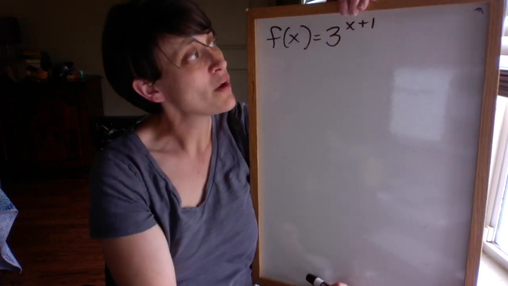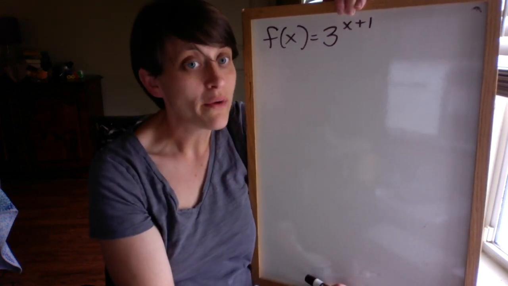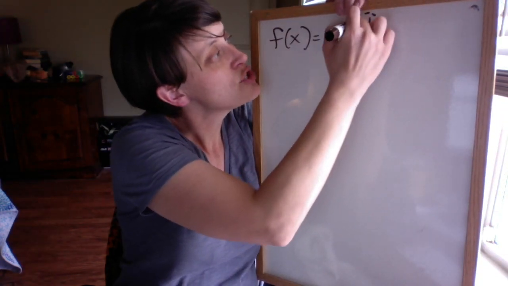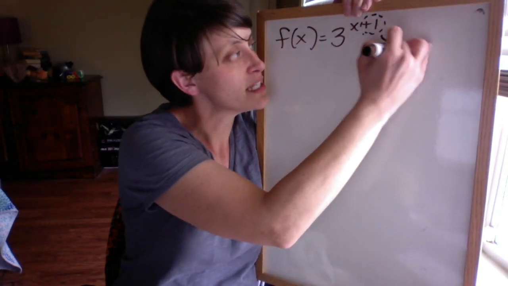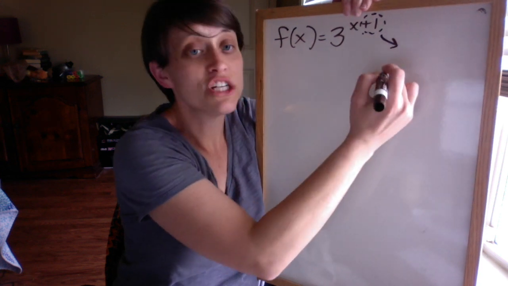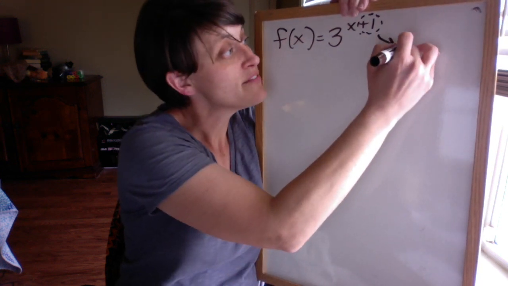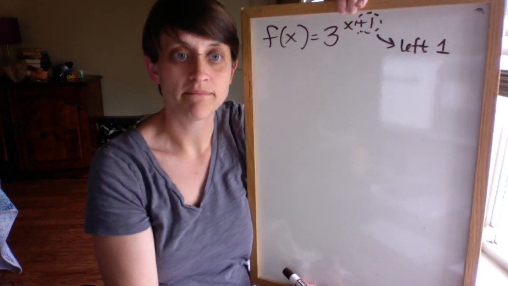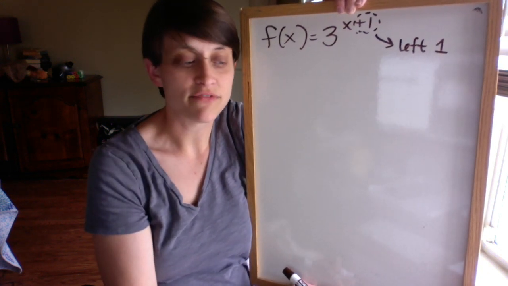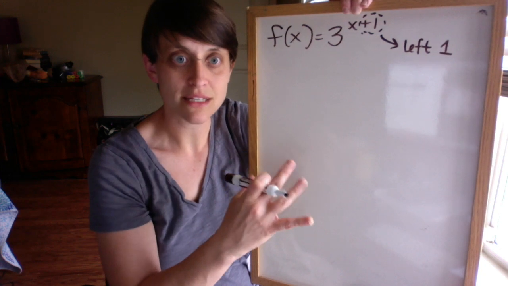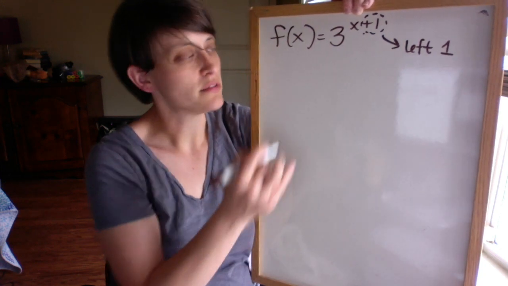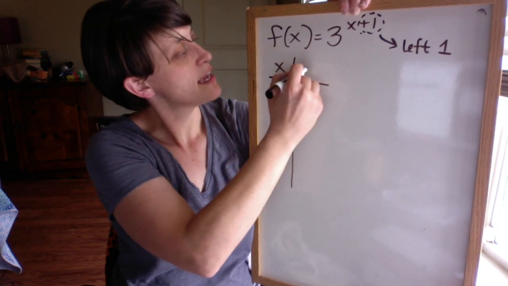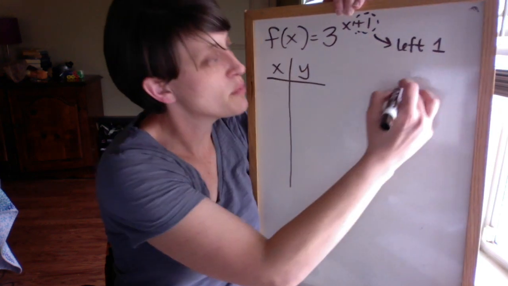And we have a plus 1 here on the x. We know what that means from our transformation section. Since this is happening to the x before the function takes place, this is going to be a shift left or right. And specifically, everything will be shifted left 1. That'll just make it easier to figure out where your y-intercept ends up, and it'll make your table a little bit easier to fill out. So there's x, y, or f of x, if you want to call it that.